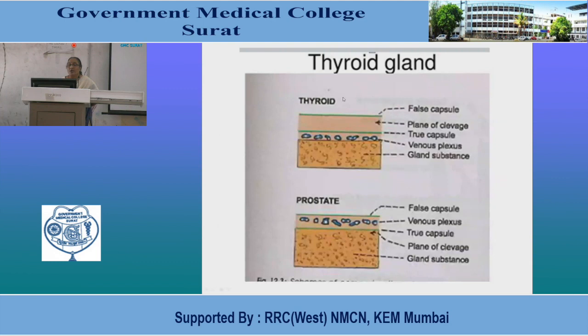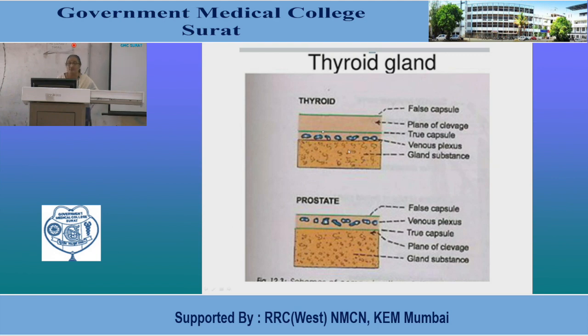Now you can see the thyroid gland, having the true and the false capsule. You can see here the glandular substance of the thyroid gland. Between these two capsules there is the plexus. But here, deep to the true capsule, you can visualize in the given diagram the venous plexus located along with the glandular substance.